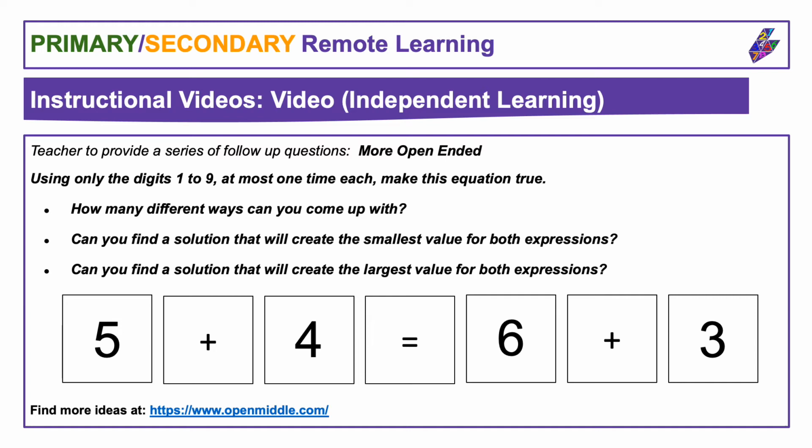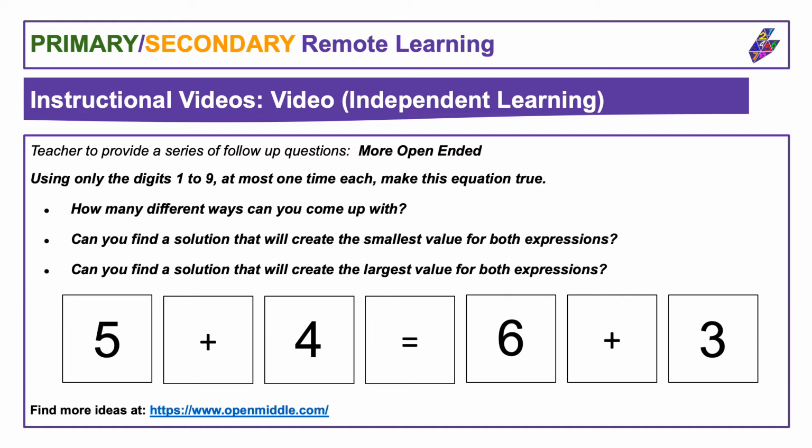So here's an example of something that a pupil might have put in to make this equation true. We've got 5 plus 4 equals 6 plus 3. So we can see that the expression on the left-hand side of the equal sign is equal to 9. And the expression on the right-hand side of the equal sign is also equal to 9, so therefore they are equal to one another.